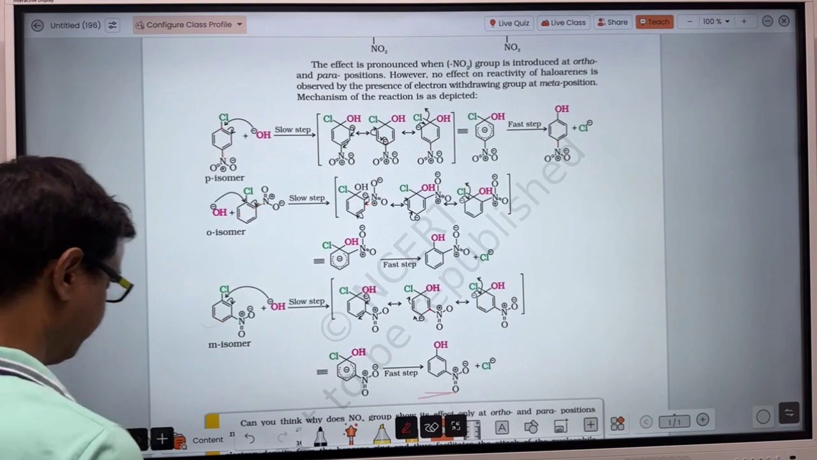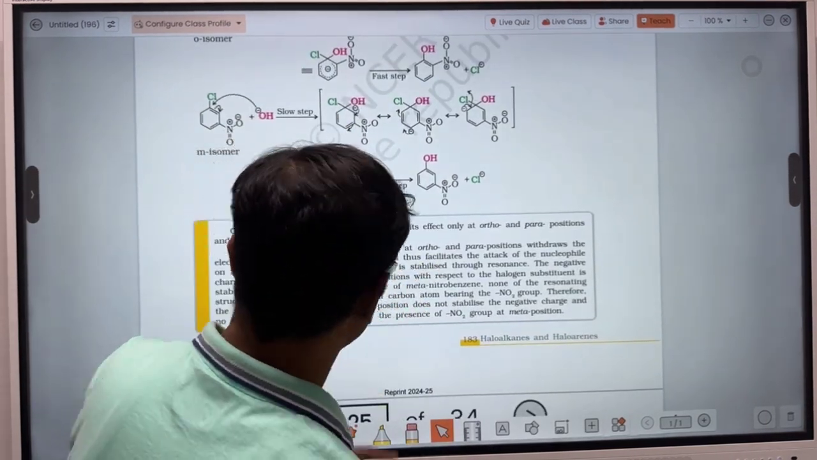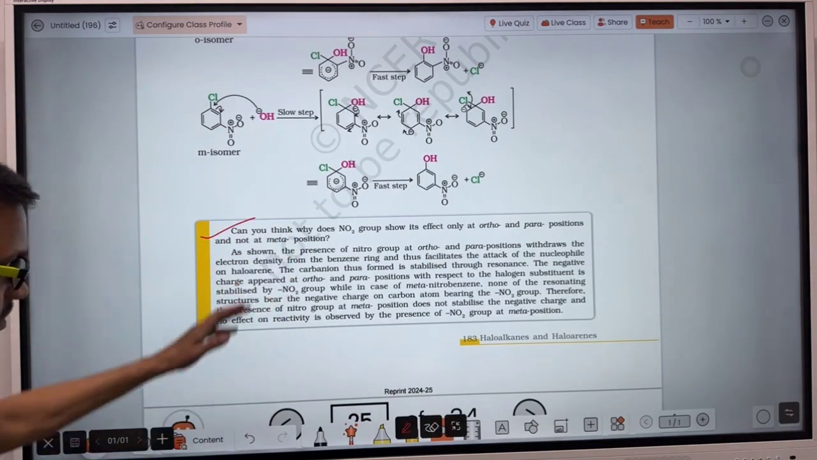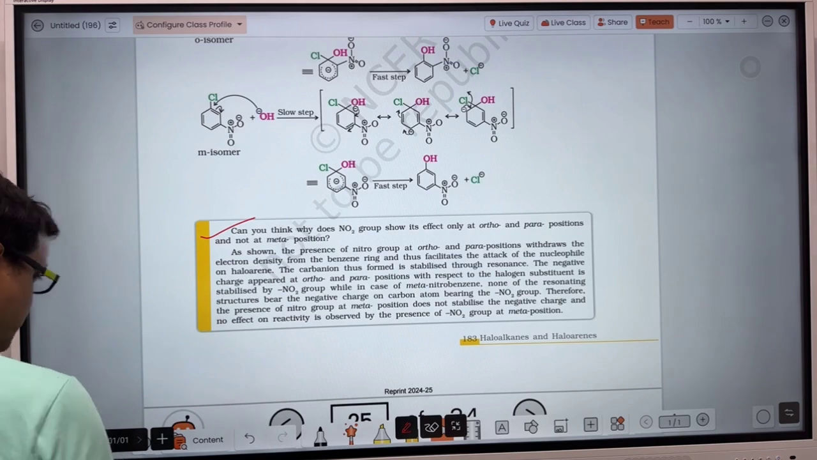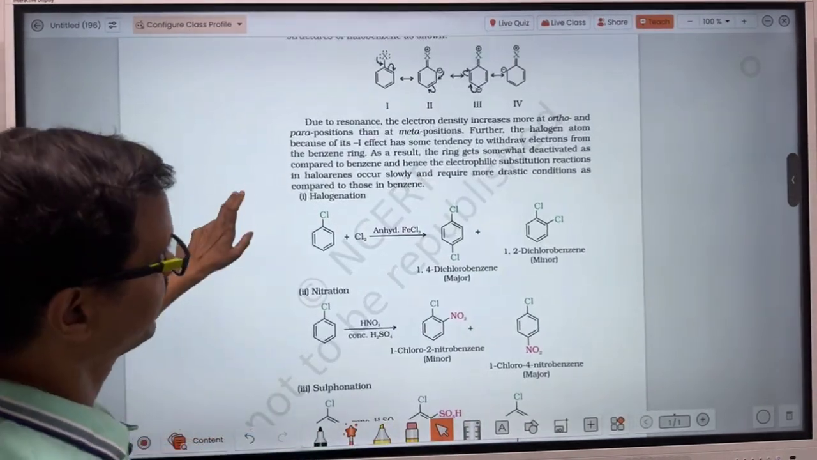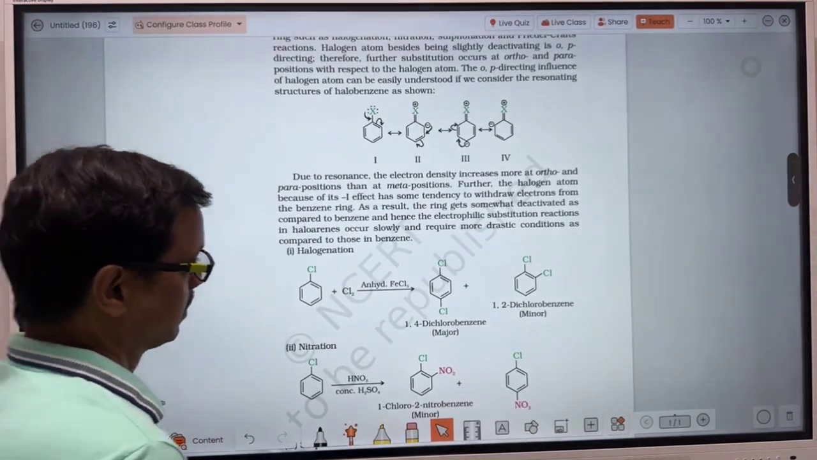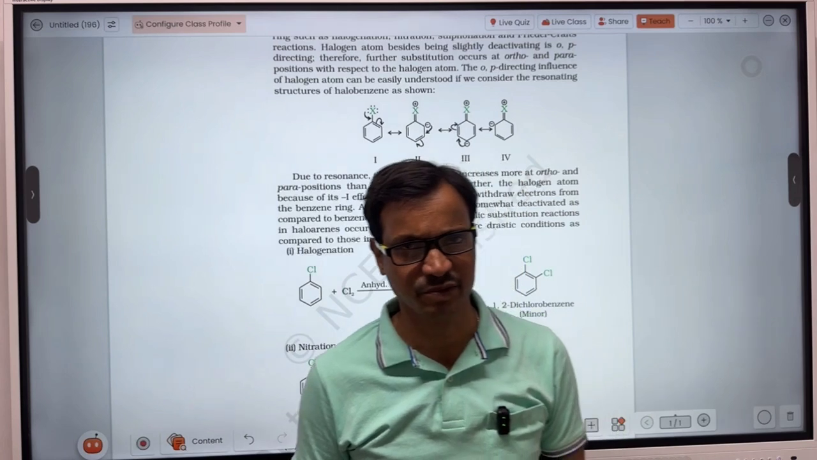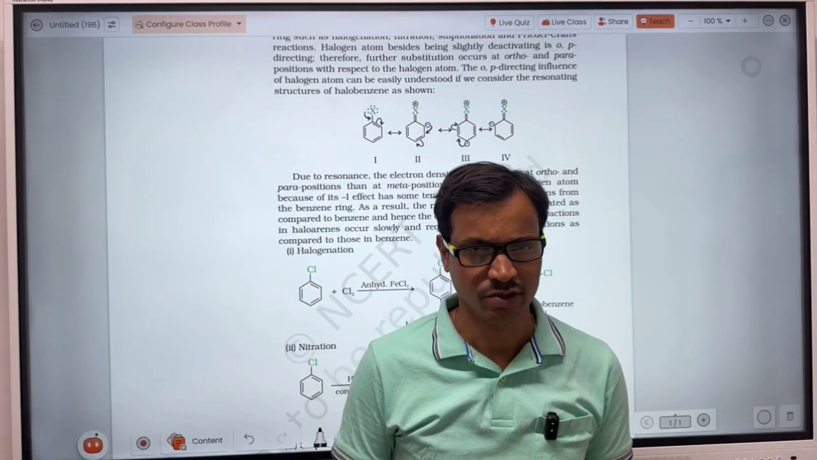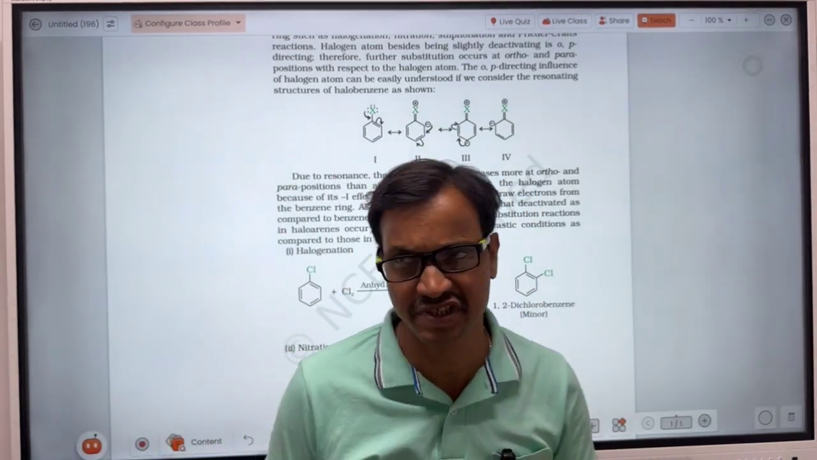But the electron withdrawing group present at the meta position will not affect the rate of reaction. Same question here: why is that happening? Can you think why? Because during the resonance, no negative charge appears at the carbon atom where the NO2 is at the meta position. That's why the NO2 group at the meta position will not affect the ease of reaction. That was about the nucleophilic substitution reaction.